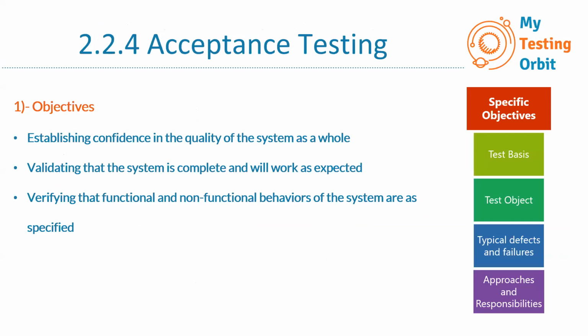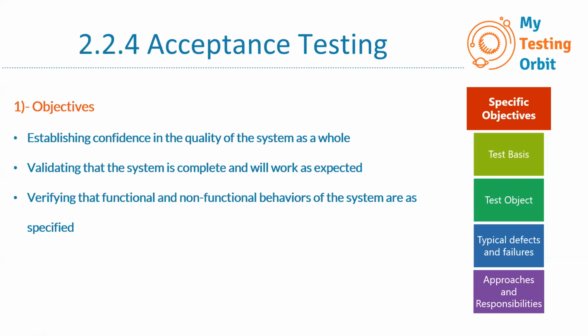Okay, so next we will go through all the test attributes as we did for the previous test levels. The first one is objectives. The first is establishing confidence in the quality of the system as a whole, validating that the system is complete and will work as expected, verifying that the functional and non-functional behavior of the system are as specified. If you go through these objectives and later go back to the objectives of system testing, you will find that these three are exactly the same.